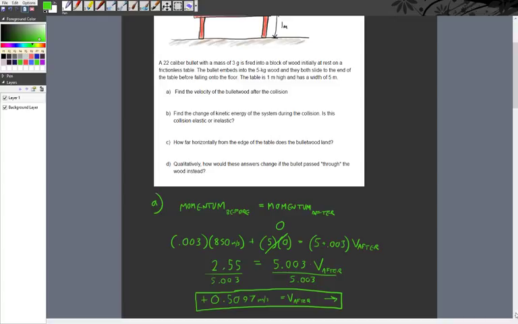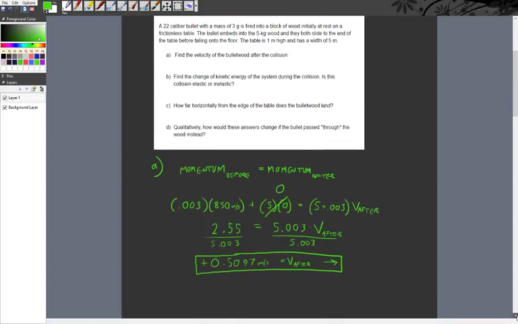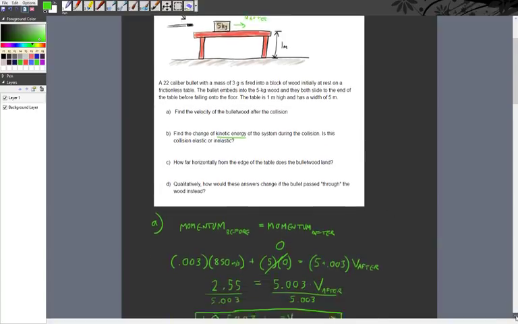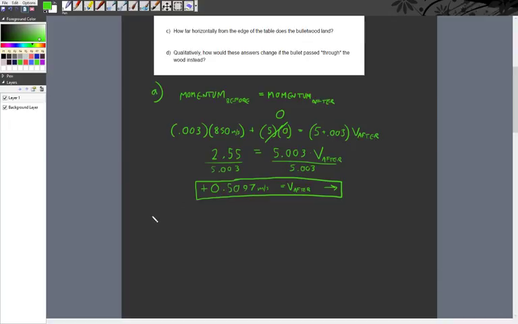Okay, what about part B? It's asking you to find the change of kinetic energy of the system during the collision. I already know this is not going to be an elastic collision. It's going to be inelastic because the bullet is going to embed into the wood. Whenever two or more objects in a collision stick together after the collision, like in a car crash, we know it's going to be perfectly inelastic. So we already know the answer to that, but let's go ahead and find the change of kinetic energy.